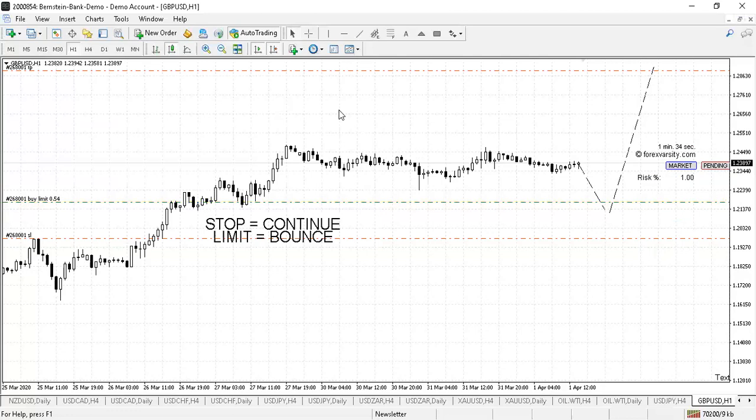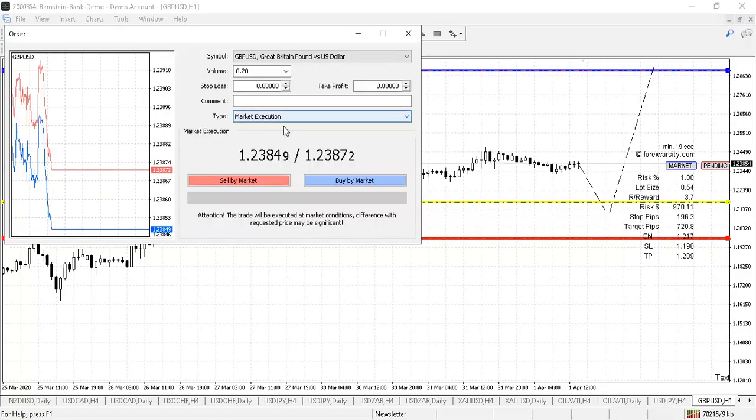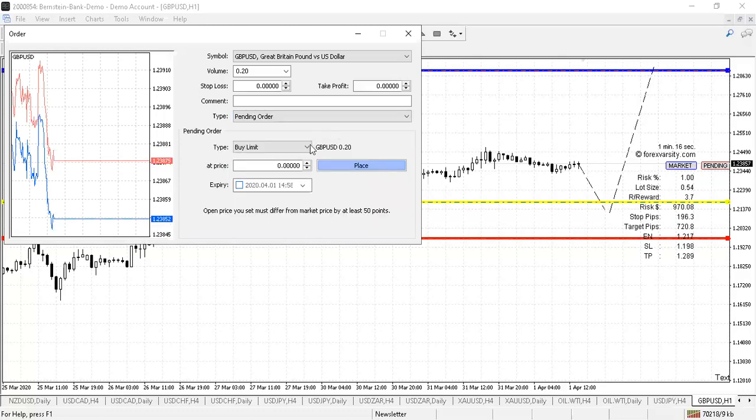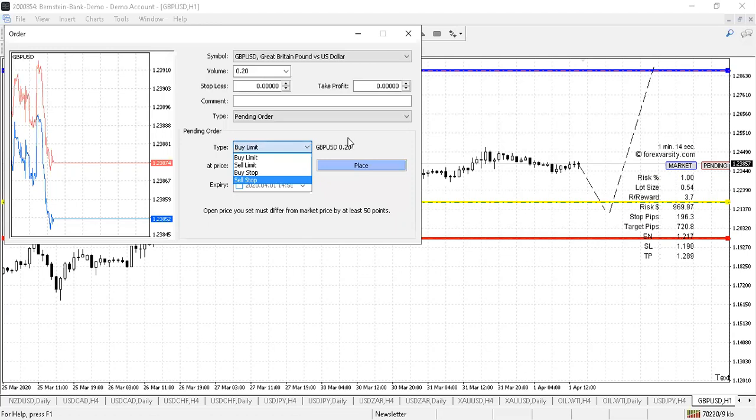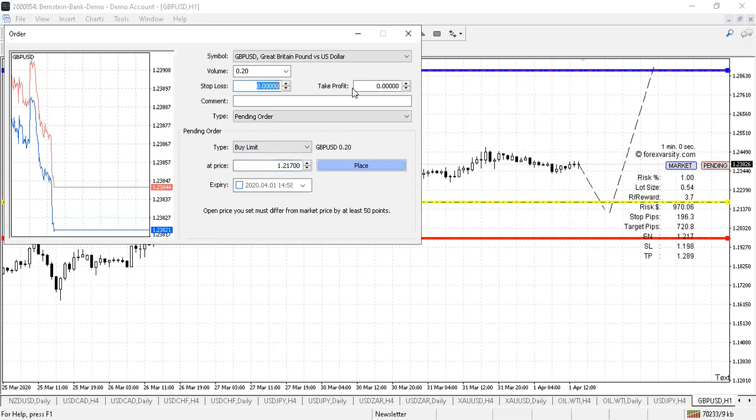But if you want to do it manually, you do need to specify the correct stuff. If I'm doing that trade manually, then I will go to New Order. Instead of Market Execution, I go to Pending Order, and then I select which type of trade I like, and then I have to put in the levels here. This example on the screen would be a buy limit, and then I type in the price. I can copy it from there, so 1.217. Stop loss would be 1.198. Take profit would be 1.289. And then all I do is click on place, and it will place that trade for me.